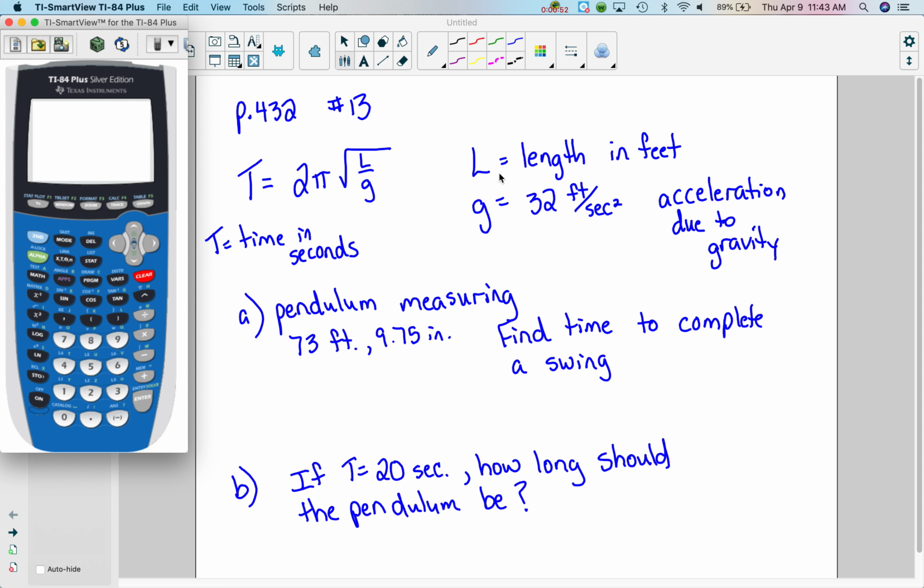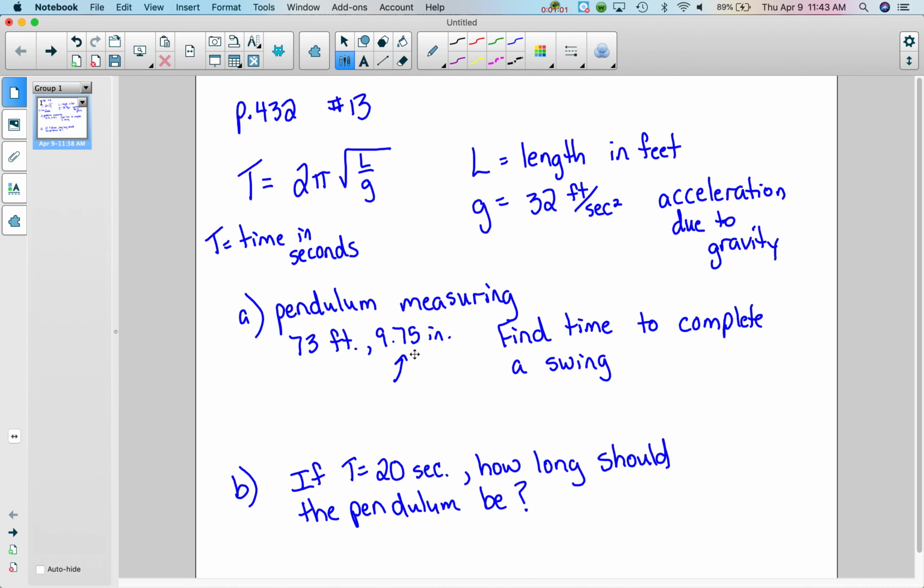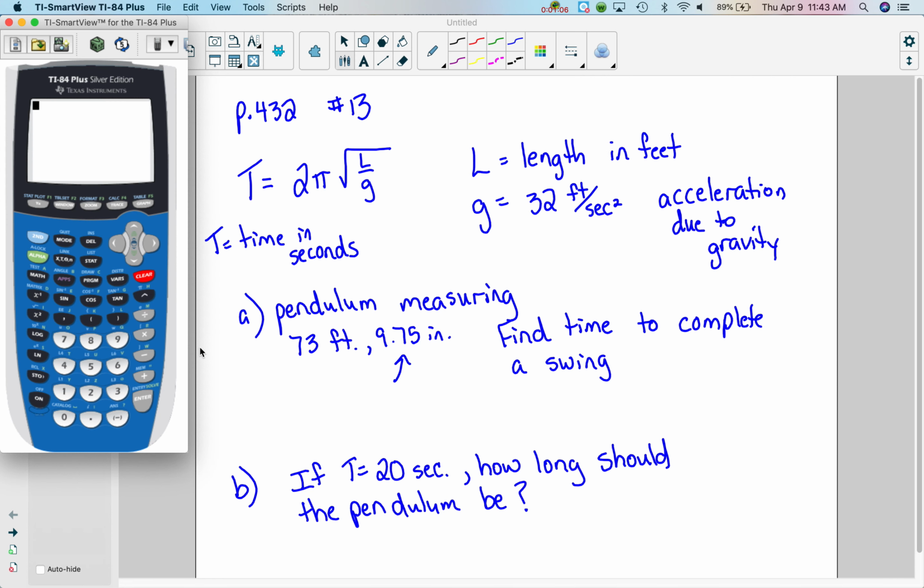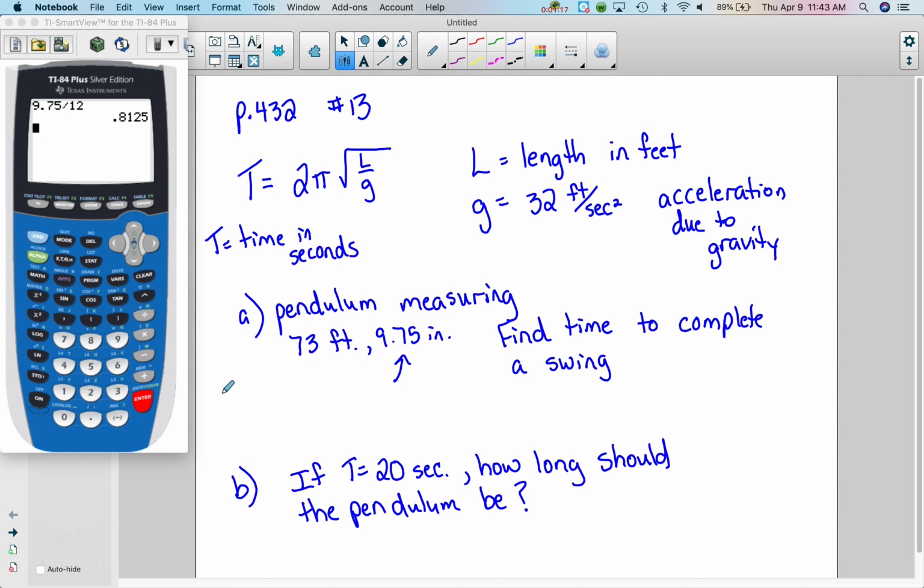So the problem on this one, because all you have to do is really substitute the numbers in, but maybe you're not sure what number to substitute in because L has to be in feet. So we need to know how many feet this is. If we take 9.75 and divide by 12, because there's 12 inches in a foot, we get 0.8125. So L for this problem is 73.8125. That's what you want to use for L when you plug in the value.